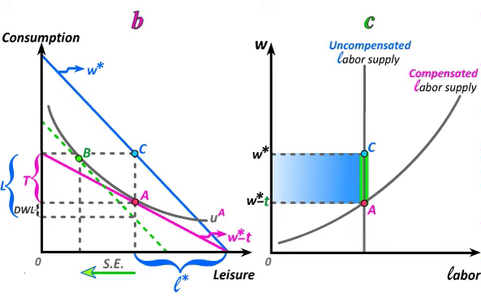Since compensated supply curves only include substitution effects, and the substitution effect unambiguously says that as the wage goes up, this worker will work more, this compensated labor supply curve must be upward sloping, and it must pass through A because it is the compensated labor supply curve that corresponds to the after-tax utility level, UA. The substitution effect that points in the direction of less leisure as wage goes up in panel B therefore points towards more labor as wage goes up in panel C.